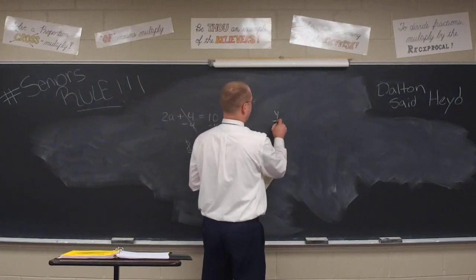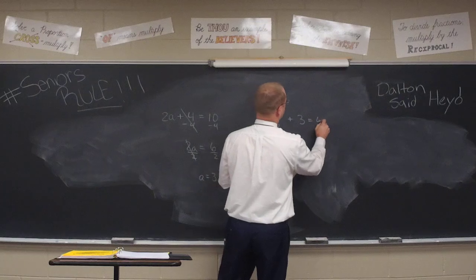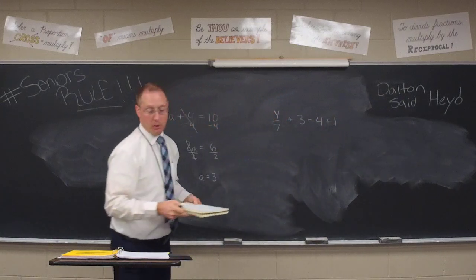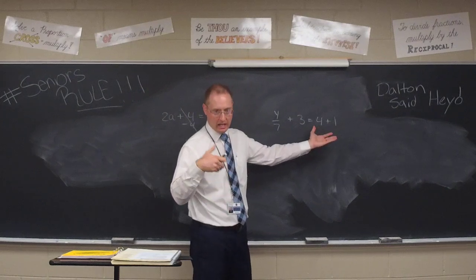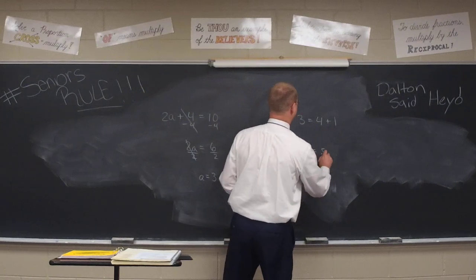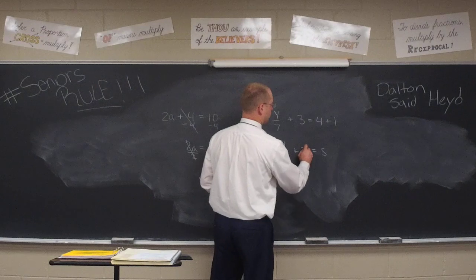We've got y over 7 plus 3 equals 4 plus 1. Well, remember, we always simplify what we can. 4 plus 1, class, let's just make that a 5. It's annoying that it wasn't already a 5. Anyway, that gives us y over 7 plus 3 equals 5.